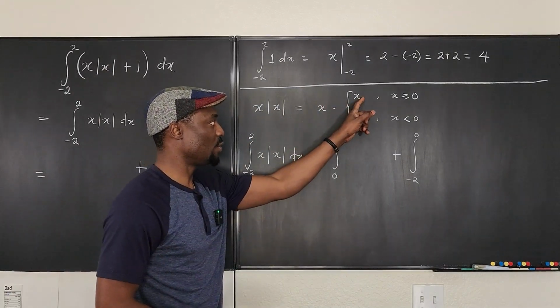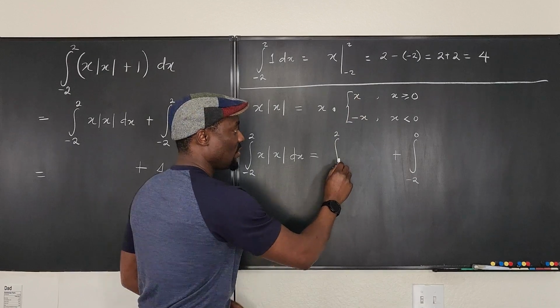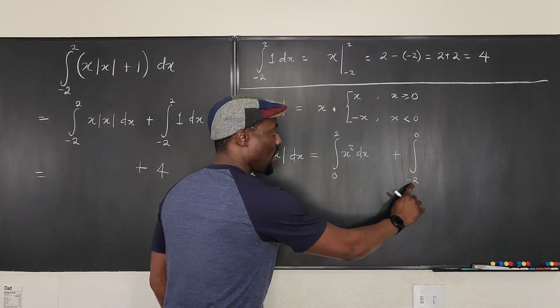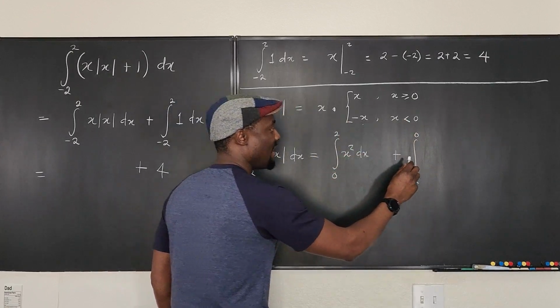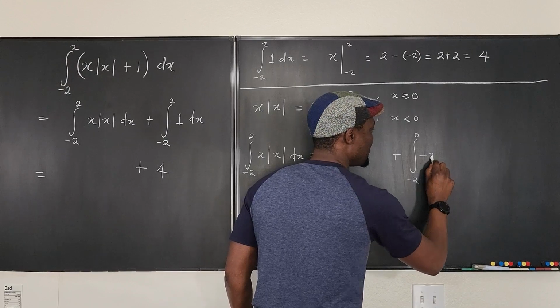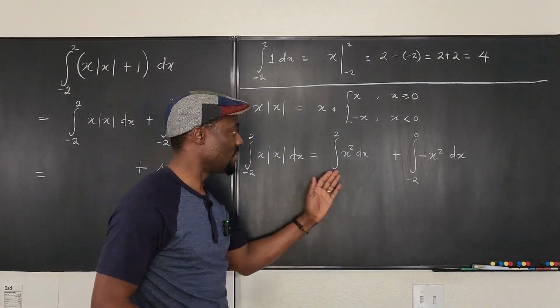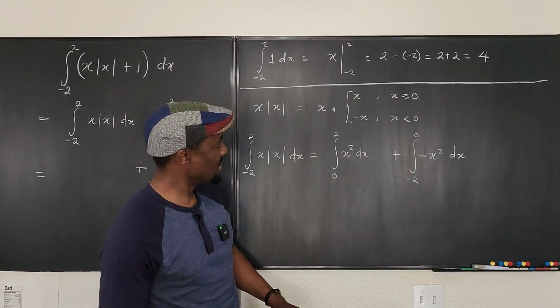For the top part, you're going to multiply x by x, and you're going to get x squared dx. Now for the part where x is less than 0, you have x times -x, which is -x squared dx. And that's it. If you can interpret this and integrate this, whatever you get will be your answer. Let's see what we get.